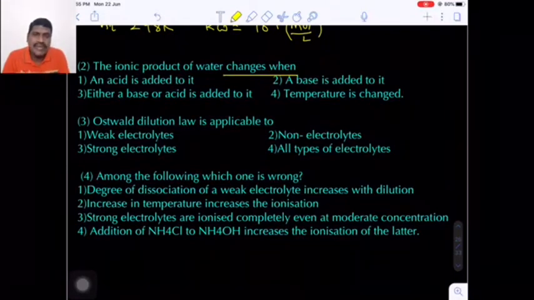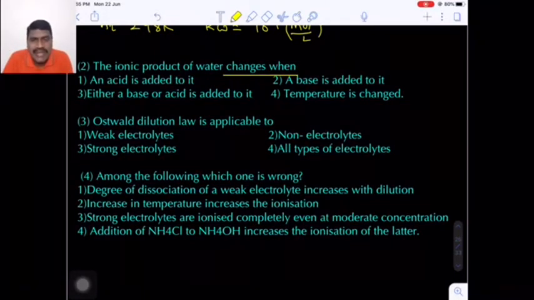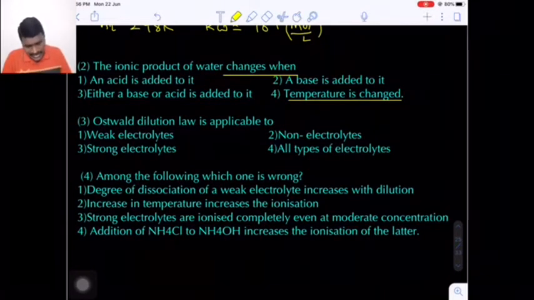In the last video I explained that by addition of acid or by addition of alkali, by the amount of water, the volume of water do not affect the ionic product of water, only the temperature. Okay. So as the temperature changes, ionic product of water also changes. As the temperature increases, Kw increases. Kw and temperature are directly proportional to each other.